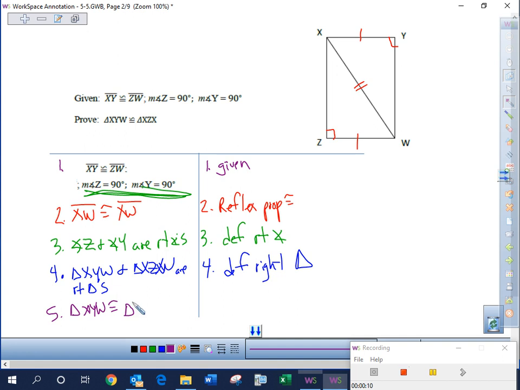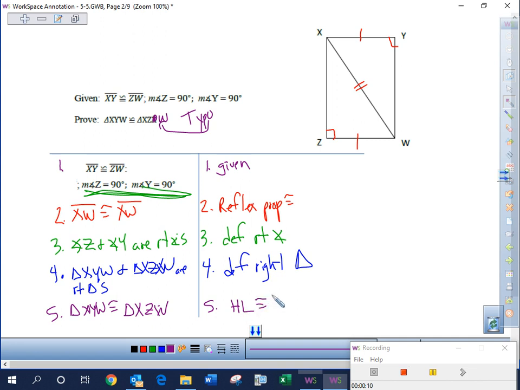by hypotenuse leg. I keep writing the same thing down. Sorry guys, I'm having a silly time here. XZX, that should be a W. That's why I wrote that down before. XZW. There's a typo right there. Sorry about that, guys. Whoever made this worksheet should be ashamed. Oh yeah, that was me.